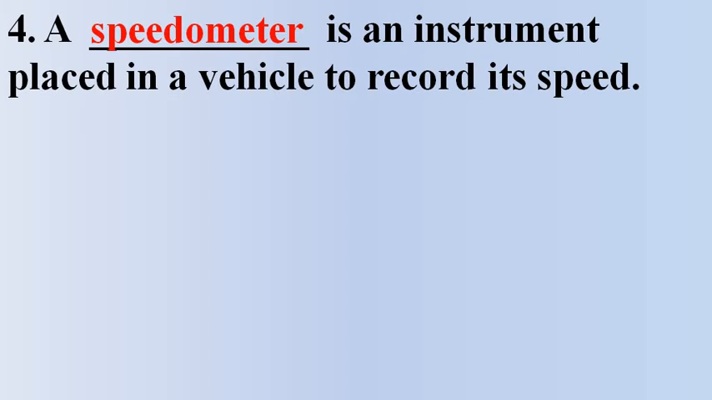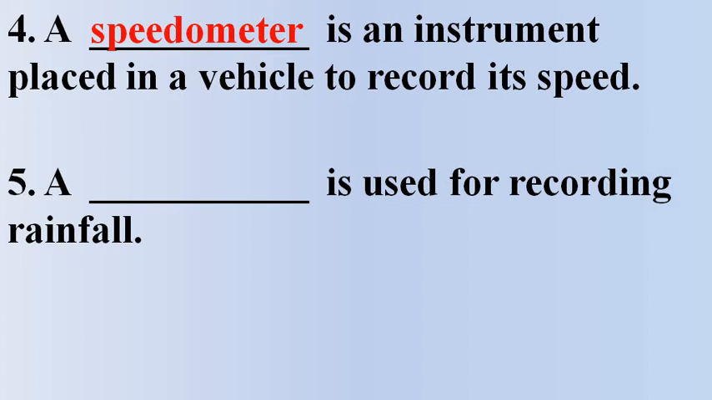Now let's move for the next blank. A blank is used for recording rainfall. Number 5th blank is a blank is used for recording rainfall. Answer is rain gauge. Fifth answer is rain gauge. R-A-I-N, rain, G-A-U-G-E, rain gauge. A rain gauge is used for recording rainfall.